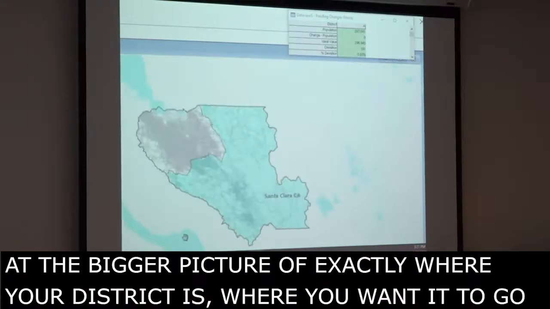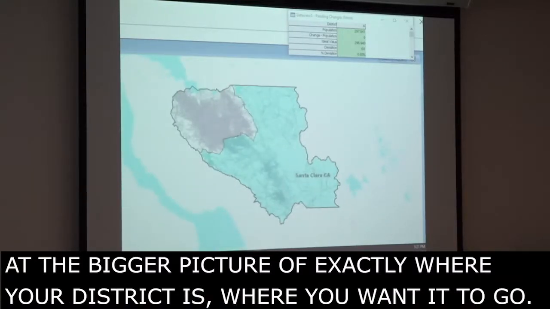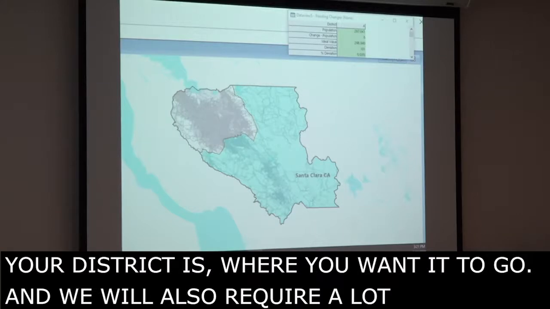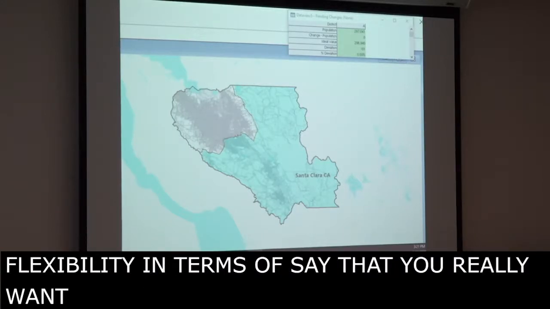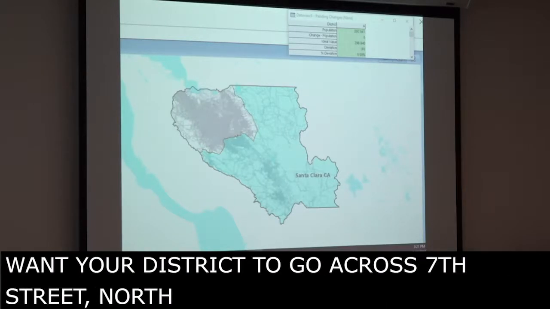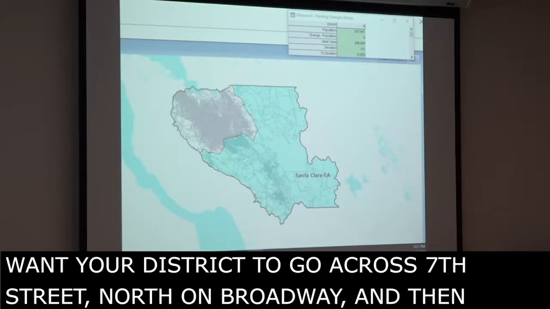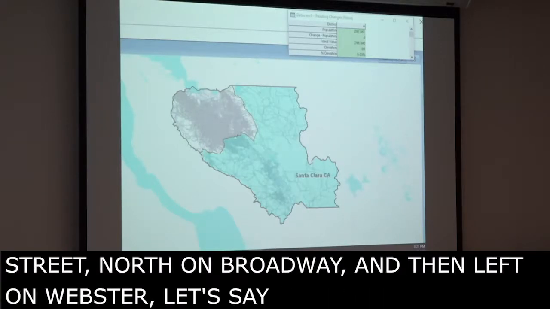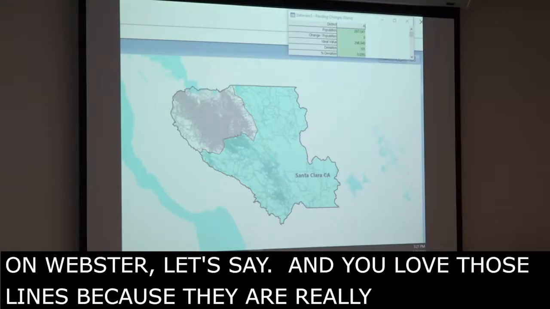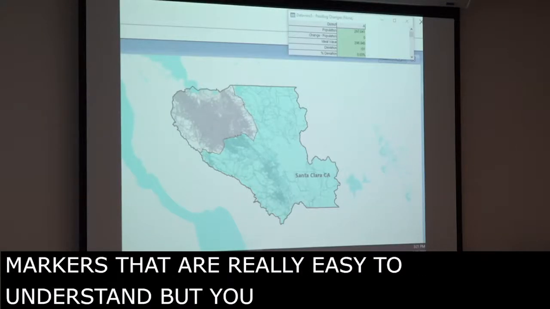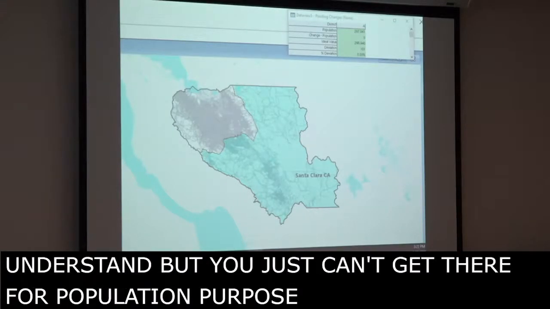And it will also require a lot of flexibility. Say that you really want your district to go across 7th Street, north on Broadway, and then west on Webster. And you love those lines because they're really clear markers that are easy to understand, but you just can't get there for population purposes. And unfortunately, you're going to need to cross 7th somewhere.